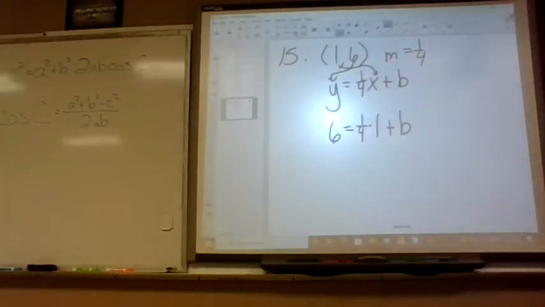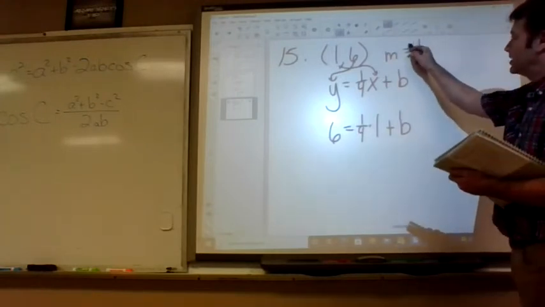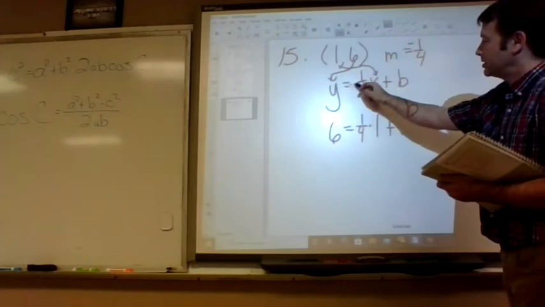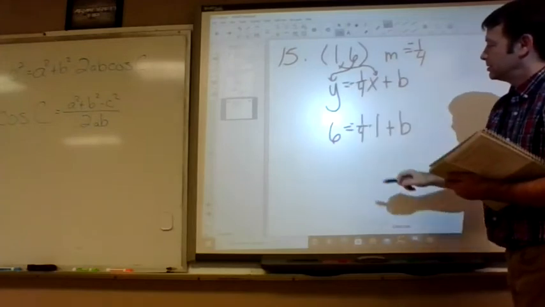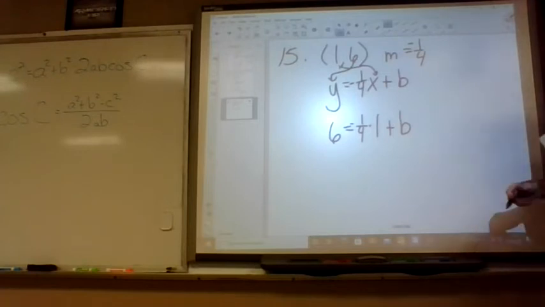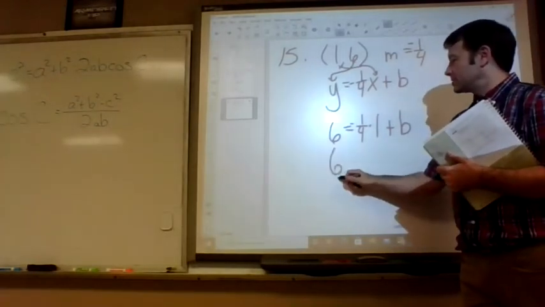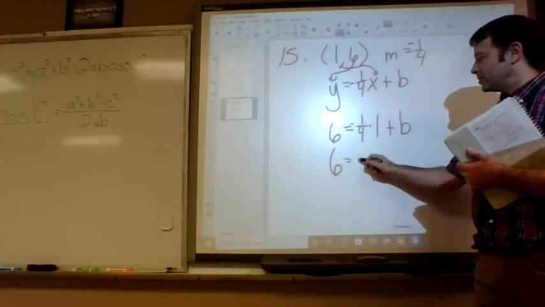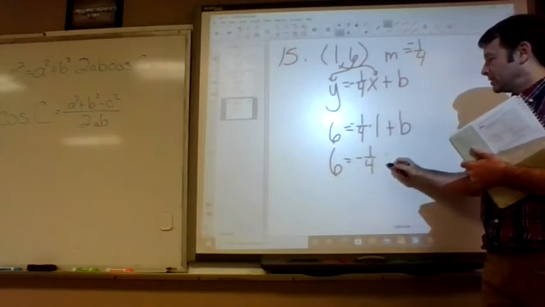I missed a negative. That should be negative. Well, multiplying by 1 doesn't do a whole heck of a lot, does it? So 6 equals negative 1/4 times 1. It's negative 1/4.